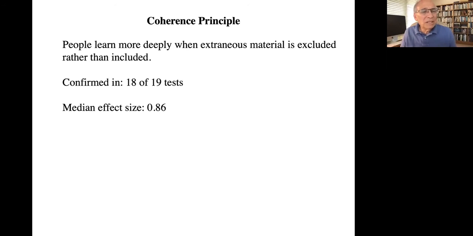Out of 19 experiments that we did, we found support for that in 18 of them, and the median effect size is 0.86. So this means that the people who had the extraneous material removed performed 0.86 standard deviations better on a transfer test than people who had that interesting but irrelevant material or other kinds of extraneous material in the text. So this principle is pretty straightforward. It just means weed out anything that's not all that relevant. That's kind of why my slides are so bare bones, sorry.